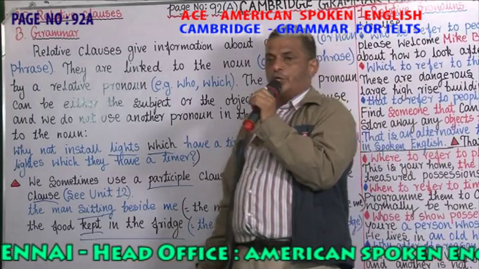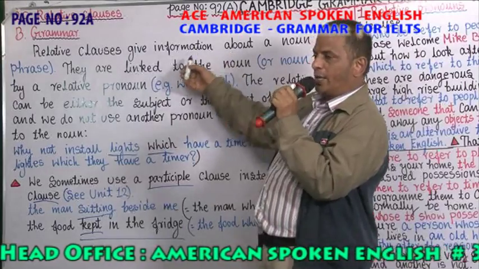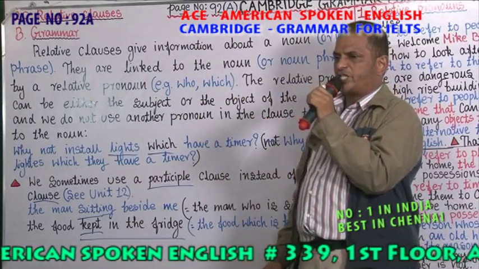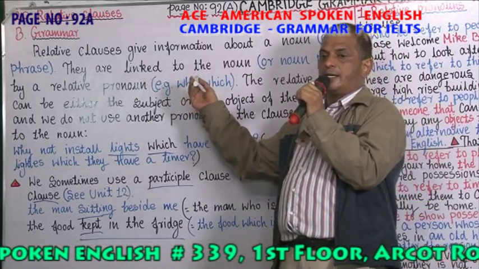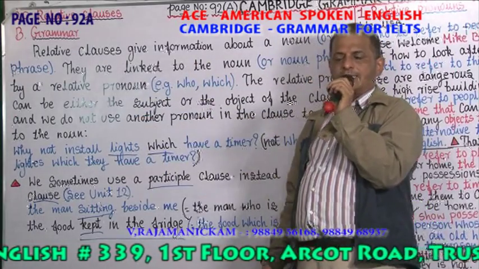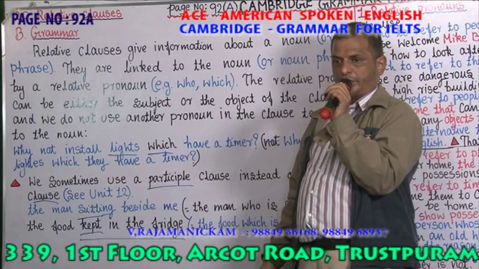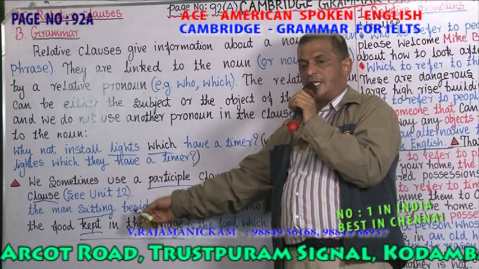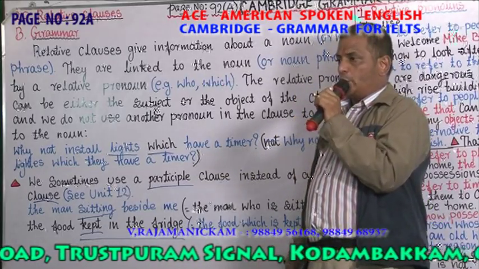Got it? So what were you able to understand? Who stands for persons, which stands for objects. The who and which can say about the subject or the object. And present participles and past participles are used instead of who and which.